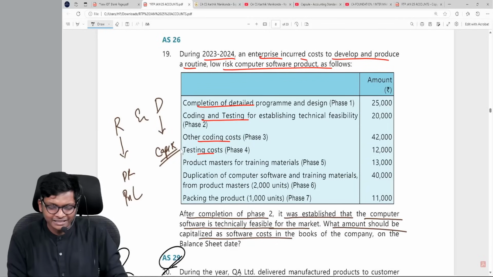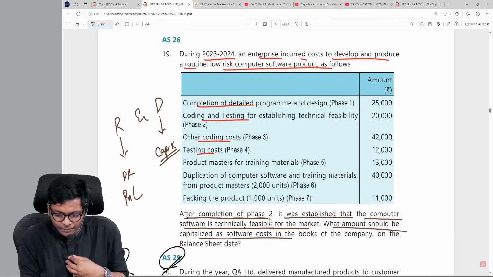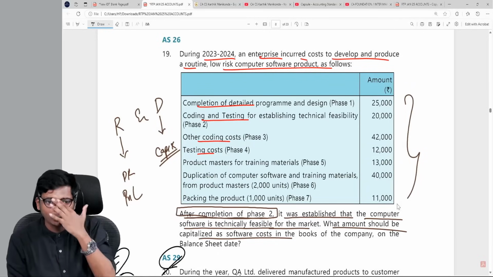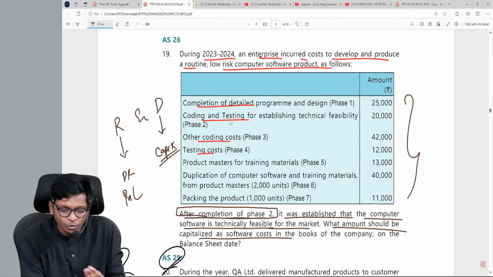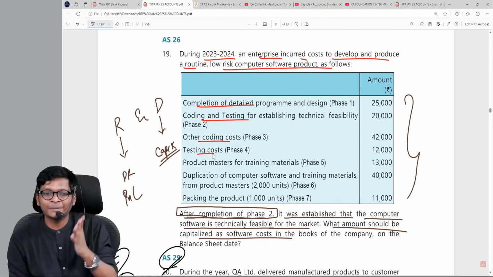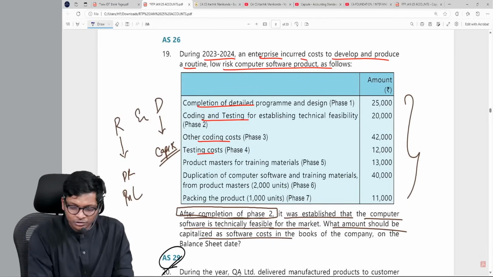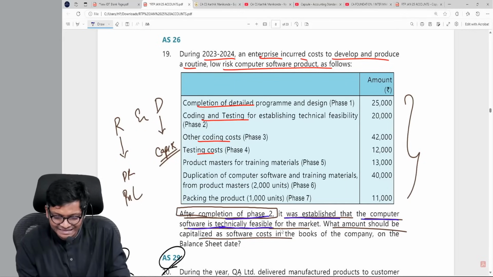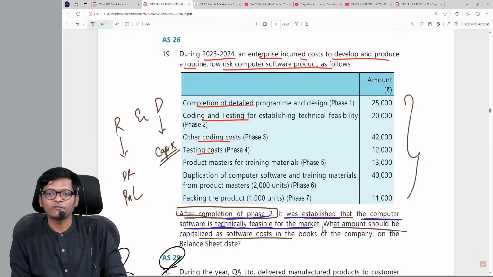So in this case, look at this. After completion of phase 2, all these technical terms I don't know. I don't know what is testing. I don't know what is development. Who knows this testing, coding and all? That's why I came to CA. Okay. So they are saying after completion of phase 2, it was established that the computer software is technically feasible for the market.